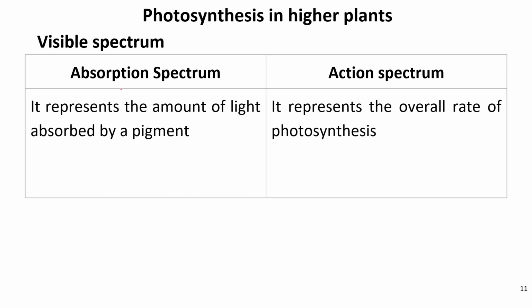Alright, or you can simply say: what is the absorption spectrum? It represents the amount of light absorbed by the pigment, the amount of light absorbed of different wavelengths by the pigment. And then what does action spectrum tell you? It represents the overall rate of photosynthesis, which can be measured. How? It can be measured by oxygen evolution.